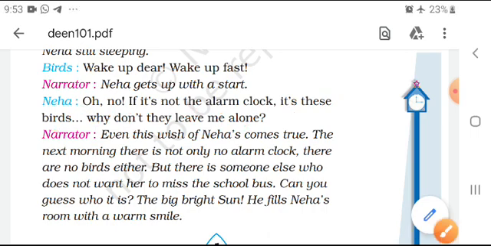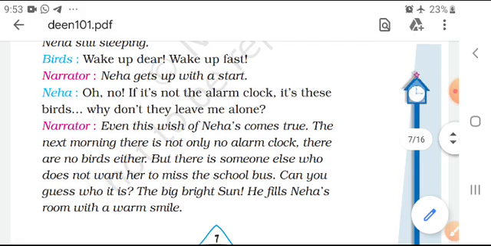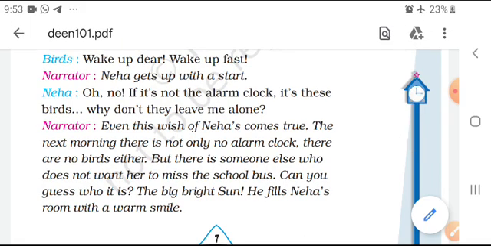Okay, so now Neha is saying that, oh no, there is no alarm clock because the alarm clock is broken, so she thought that she would sleep more time, but even though there is no alarm clock, there are still birds who are making noise and they are not leaving me alone. It means the birds are making noise and they are not letting Neha sleep. It means the birds are trying to wake up Neha.